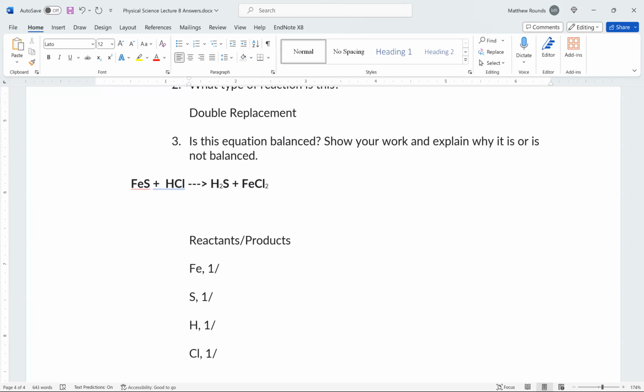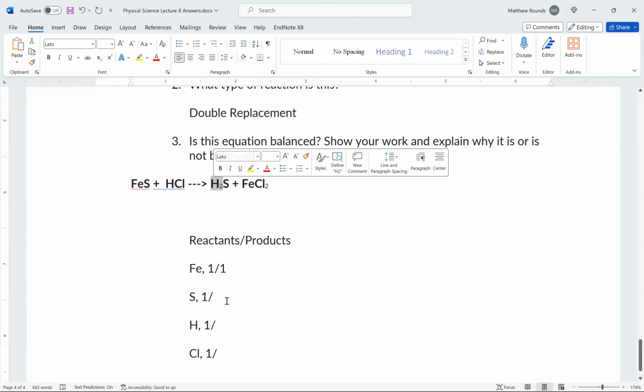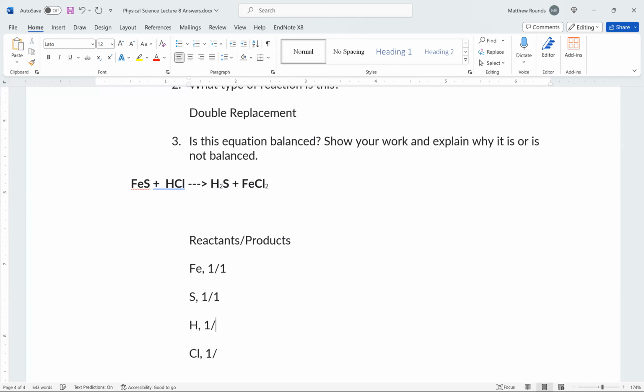How many Fe's do you see? One. Okay. At S, how many S's do you see? Do I have to multiply by that two that's right next to H? The two only applies to the H, unless it's in front of it. So both of them, one S. Okay, how many H's? Two. How many Cl's? Two.